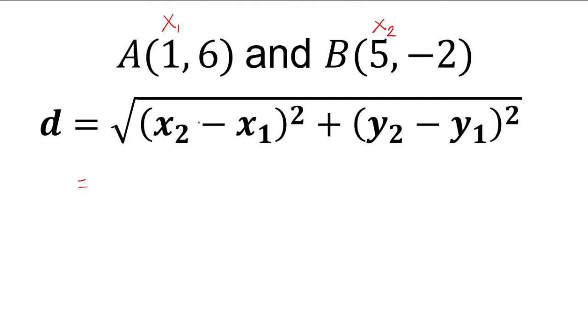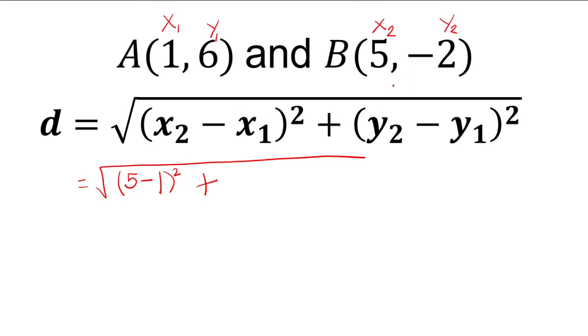So, x sub 2 will be positive 5 minus x sub 1 is 1 quantity square. Okay? Plus, next, 6 here is our y coordinate. So, siya yung first y coordinate natin. And negative 2 dito is yung second y coordinate natin. So, y sub 2 is, substitute lang, negative 2 minus ang ating first y coordinate is 6.